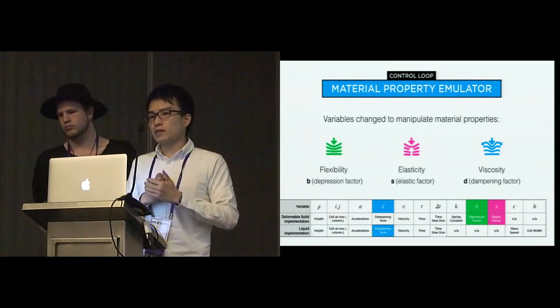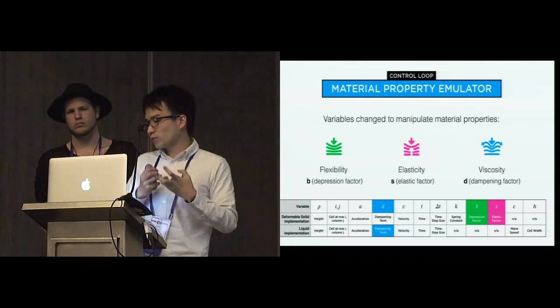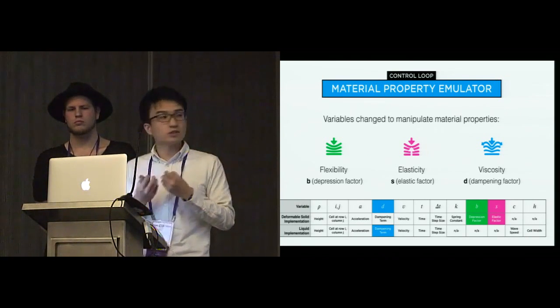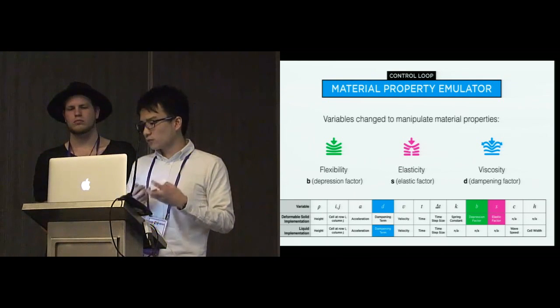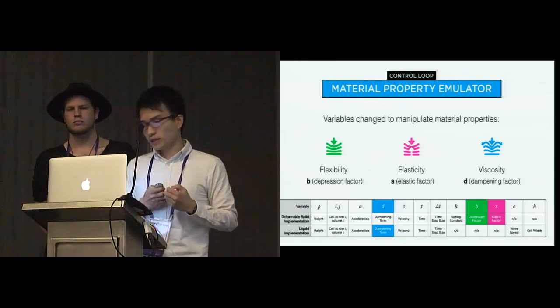But most importantly, within these equations, we defined three variables that can control the three kinds of material properties as we described before: flexibility, elasticity, and viscosity. These variables were controlled for the user study, which will be described later by Luke.